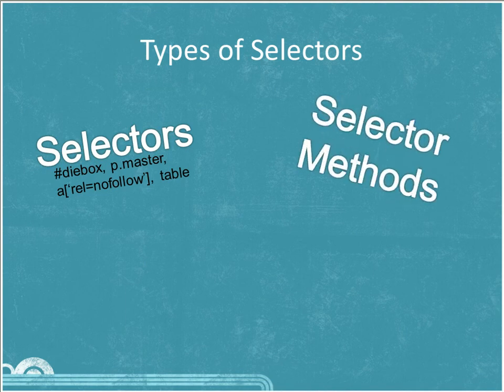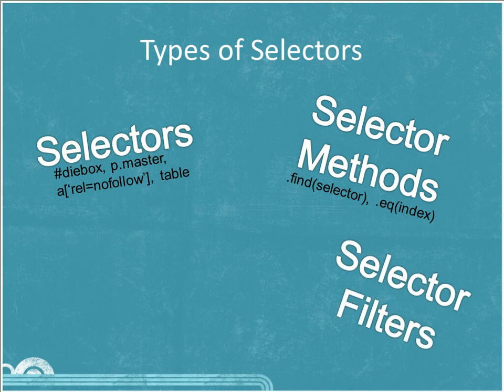Another type of selector is our selector method, and examples of these are .find, where you pass a selector into the find method, and then .eq, which returns a particular indexed element in a result set of finds. Then selector filters, and some examples of that are :eq, very similar to the .eq selector method, the :first, and :input.